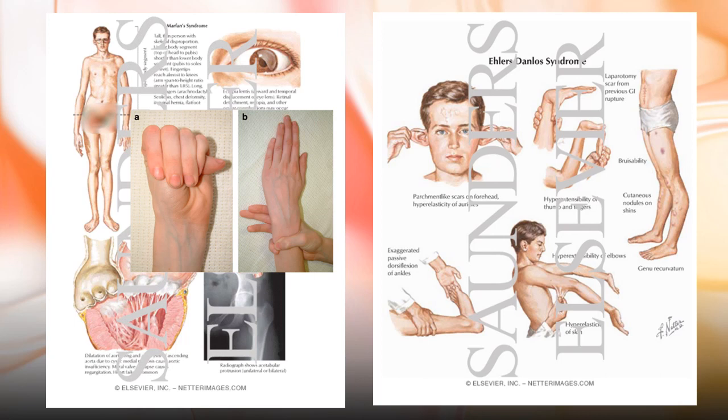be done. There is high arched palate, subluxated eye lens, tremulous iris, dilatation of the aorta, aneurysms of the ascending aorta, and if it affects the annulus of the aortic valve, it will cause aortic regurgitation, and also mitral valve prolapse may be present. On the right side, we can see some clinical picture of the Ehlers-Danlos syndrome.